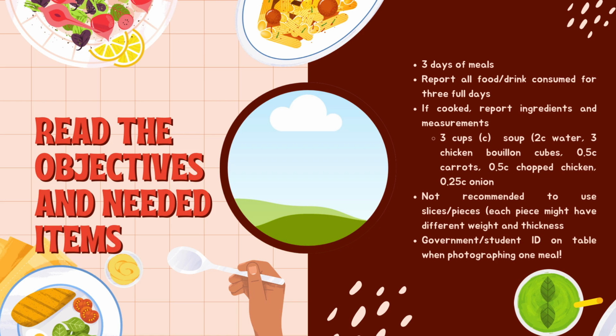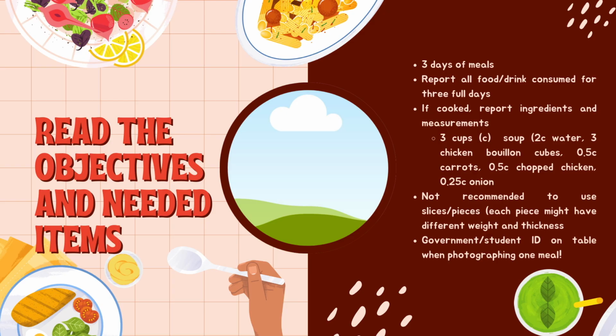So let's say you're making a soup. Yeah, you're gonna say there's 3 cups of this soup, and in this soup is 2 cups water, 3 cups chicken, 3 chicken bouillon cubes, etc., etc. So make sure that you're writing exactly what you're putting in there if you're cooking it yourself. Don't recommend writing anything in slices or pieces because every single slice and piece might have a different thickness and weight to it. So if you're able to, make sure you're doing precise measurements.